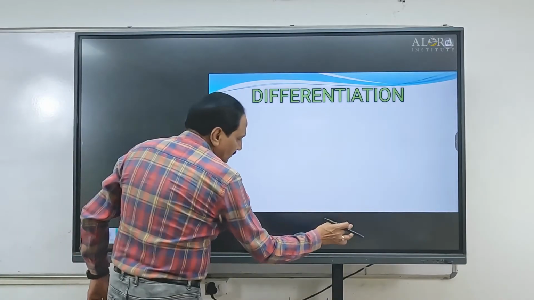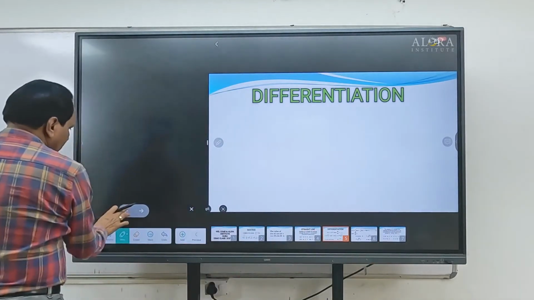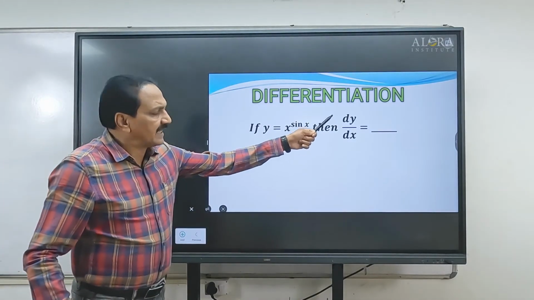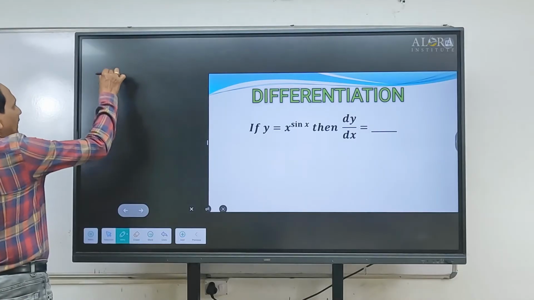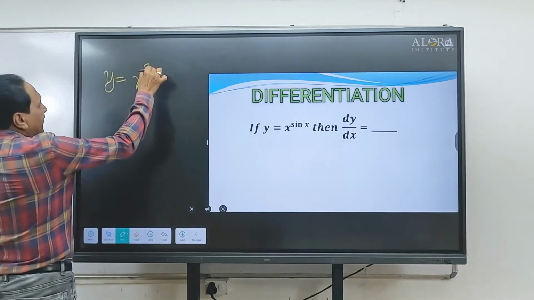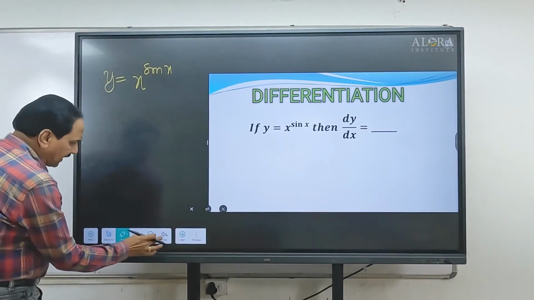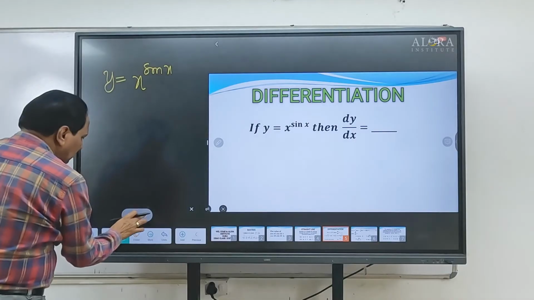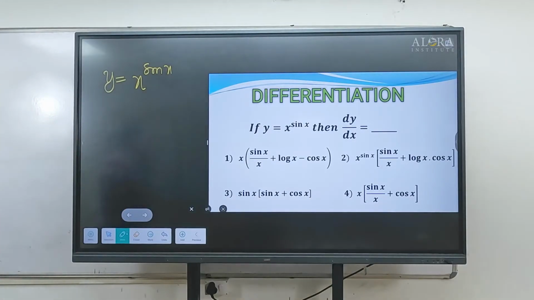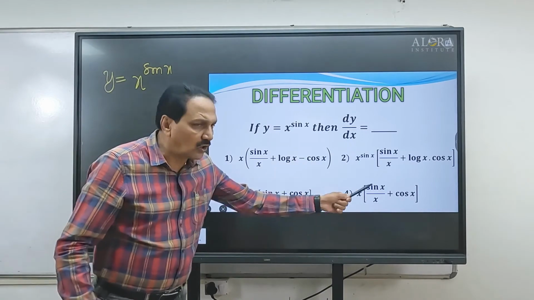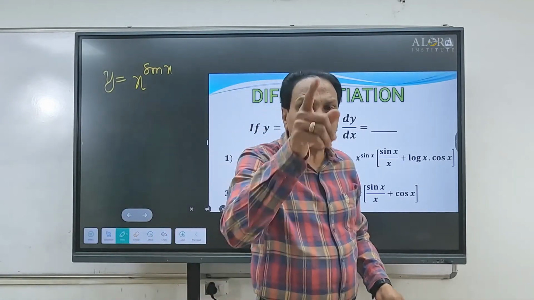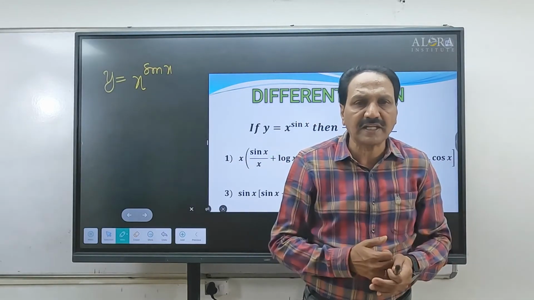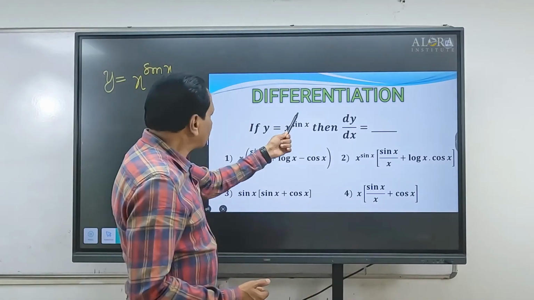Look at this. If y equal to x to the power sin x, then dy by dx equal to dash. You have been given the function y equal to x to the power sin x and you are supposed to find the answer for this. 4 options. Look at the options also. These are the 4 options. Of course, in differentiation and integration, the question is very small. The answer will contain a number of terms. See here, this is a simple expression.